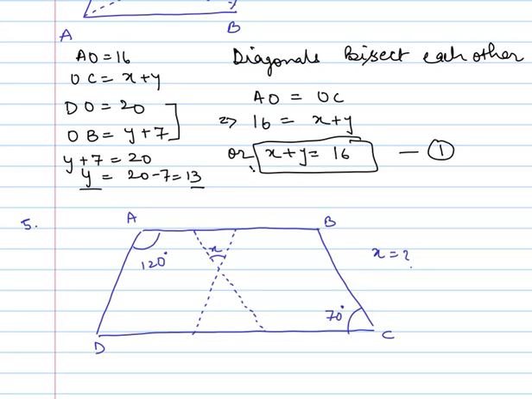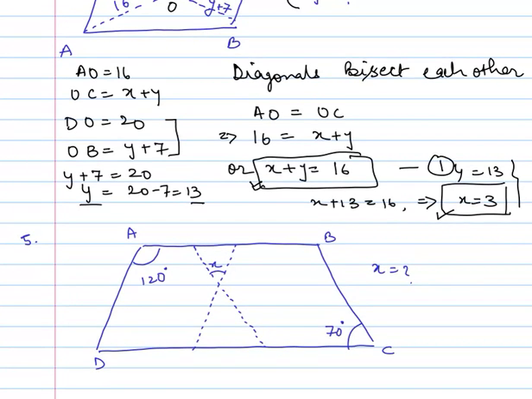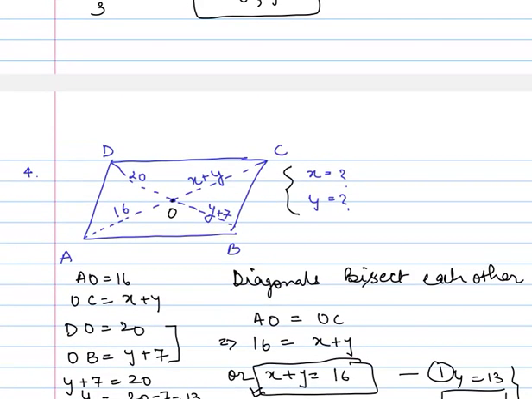We will simply put over here x plus 13 is equal to 16. Therefore x is equal to 3. So we have got the answer x equal to 3 and y equal to 13, right? So these are the answers. Over here we have applied the property diagonals bisect each other to solve for the values of x and y.